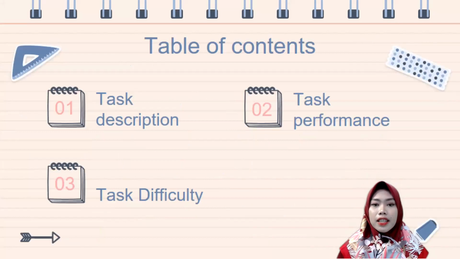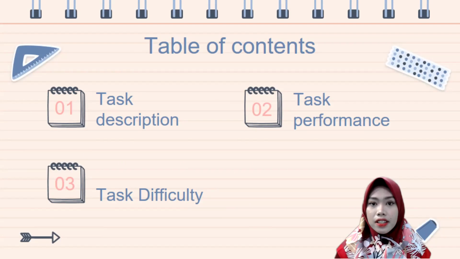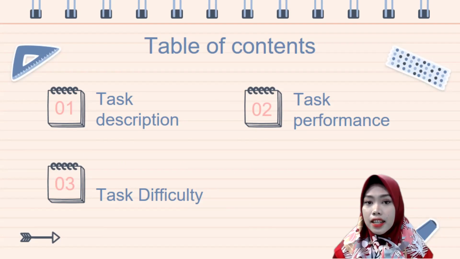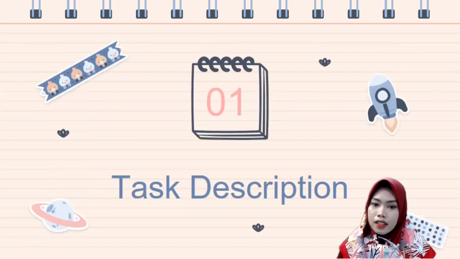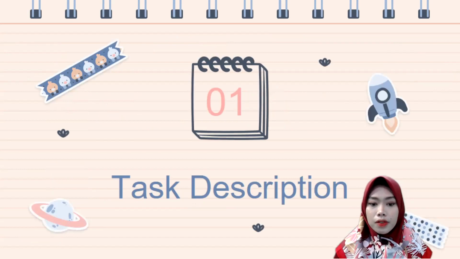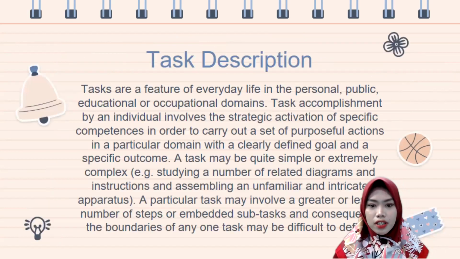These are the table of contents. The first one is task description. The second is task performance. And the third is task difficulty. Let's move to the first subchapter, task description.